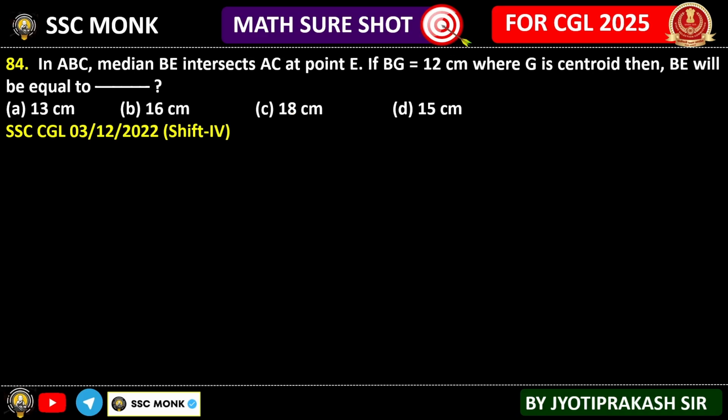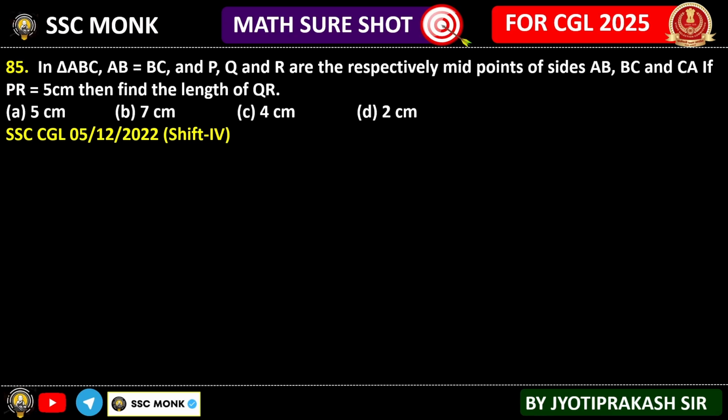In triangle ABC, median BE intersects AC at point E. Median BE intersects at this point. BG is the centroid, so this is 12 centimeter, and this much is 6 centimeter. So BE equals what? 18 centimeter.